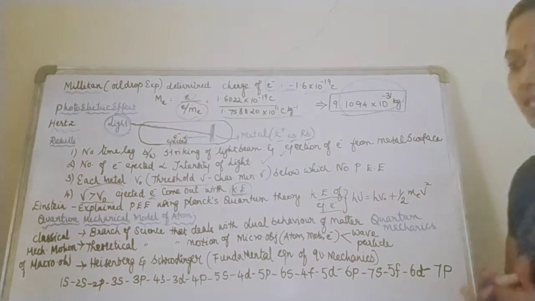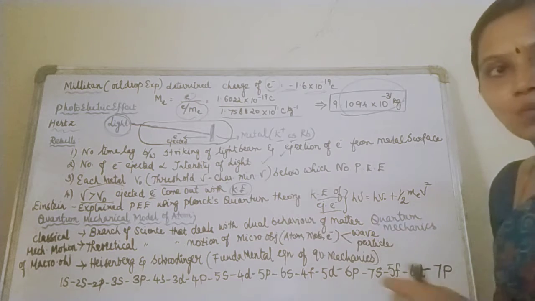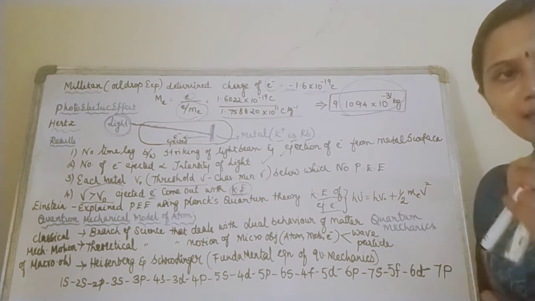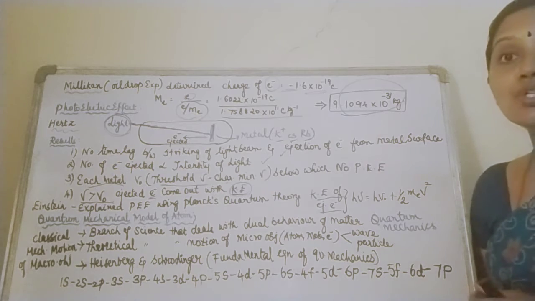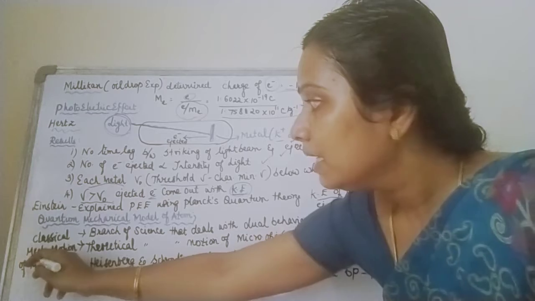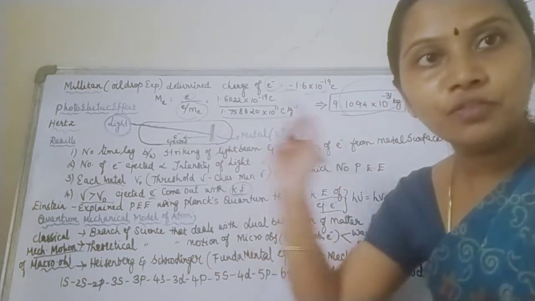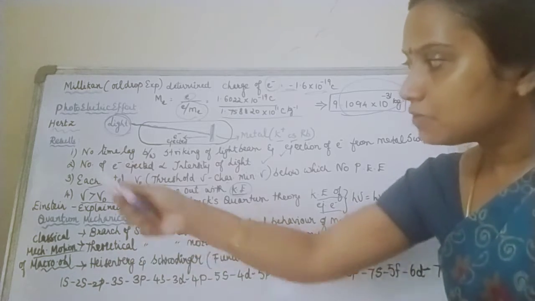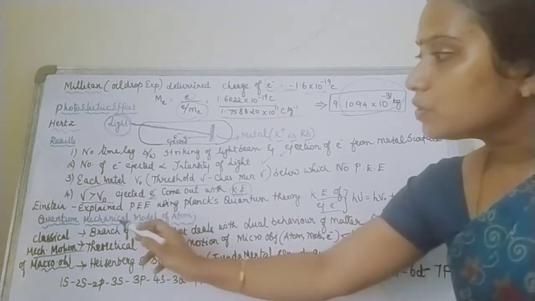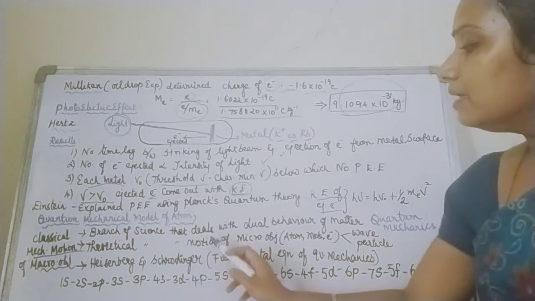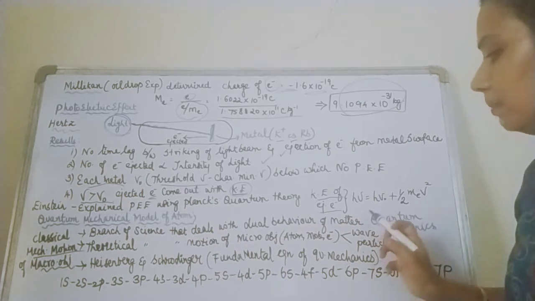Children, there is classical mechanics, and this is quantum mechanics. What is classical mechanics? Classical mechanics was explaining very well the motion of macroscopic objects. This is by classical mechanics. But what is special in quantum mechanics? Quantum mechanics is nothing but a branch of science that deals with the dual behavior of matter.